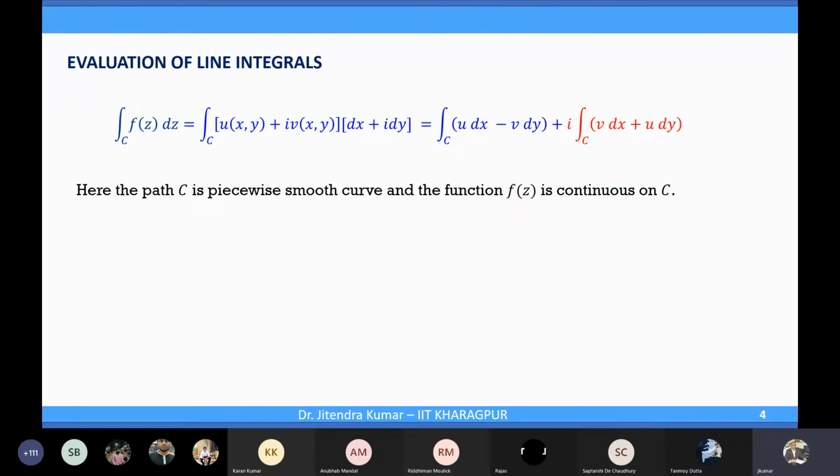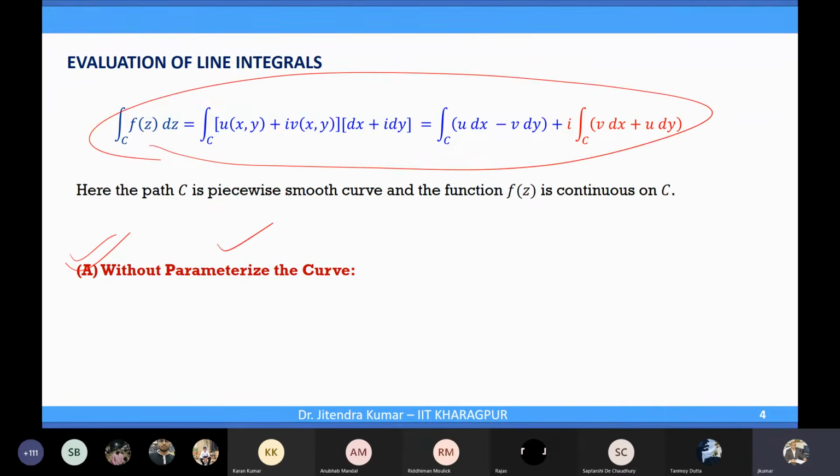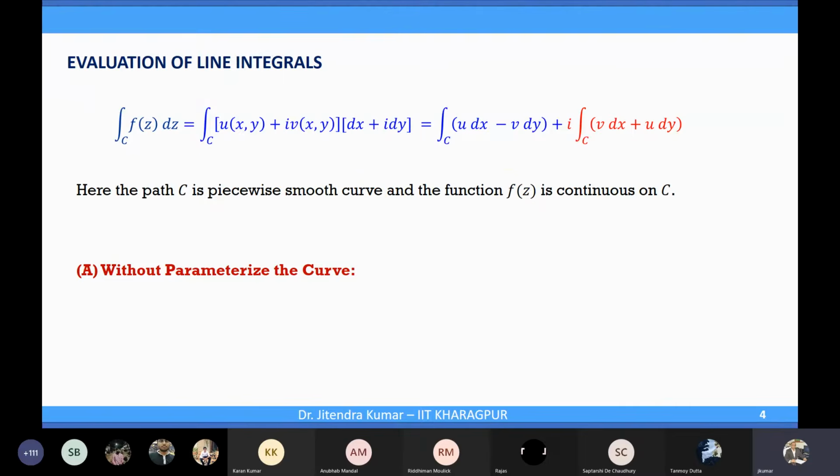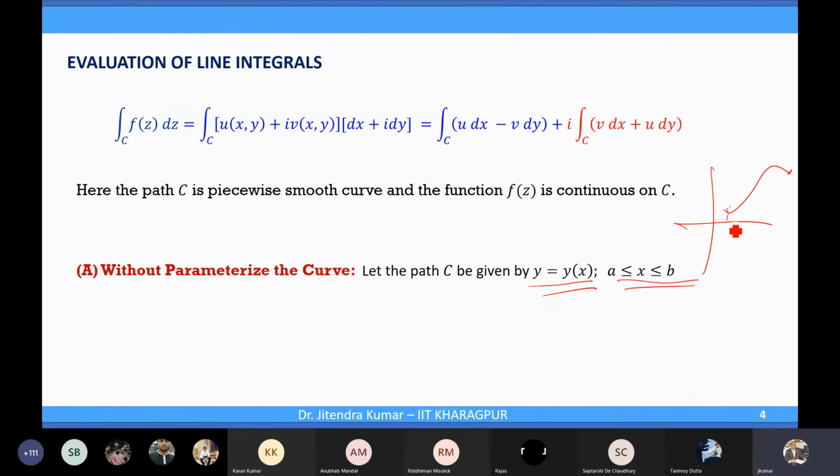Where the curve C we can consider piecewise smooth, and the function f(z) is continuous on this curve C. The first technique which will be used for the evaluation of such a line integral is without parameterizing the curve. That is the easiest one. Sometimes the curve equation is given in Cartesian coordinates, a simple curve equation like y = y(x), and the range of x is given from a to b. So the curve is given here and x varies from a to b, and we want to compute that complex line integral over that curve y = y(x).